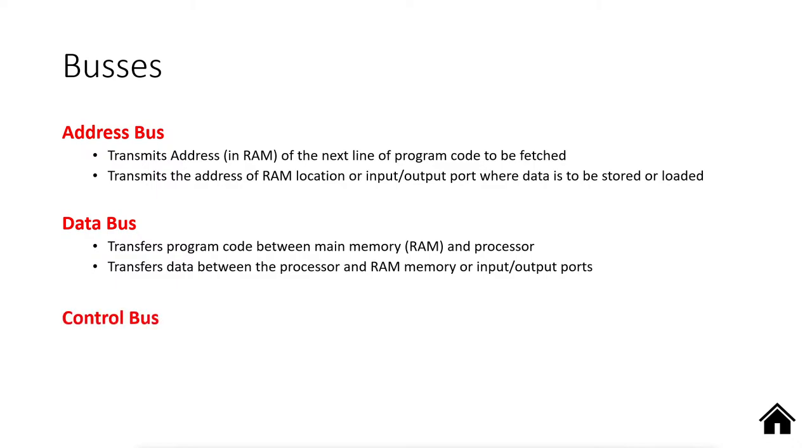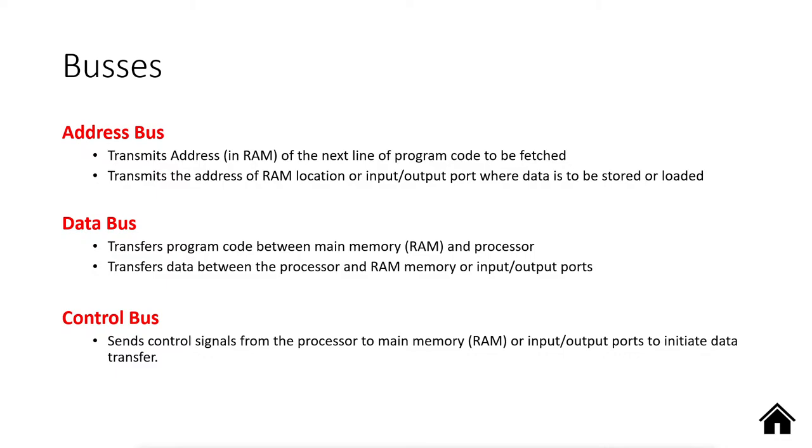And then we've got the control bus itself. Control bus sends control signals from the processor. So when it's been processed, decoded and executed, it sends the control signals around, or takes that information, whatever it needs to do, from the processor to main memory or input and output devices, ports, to initiate data transfer. And that might be requesting more data from secondary storage, requesting a user input, for example, or sending information out to your screen. That kind of stuff.